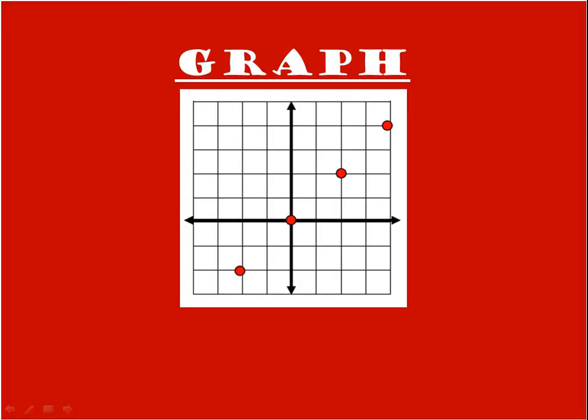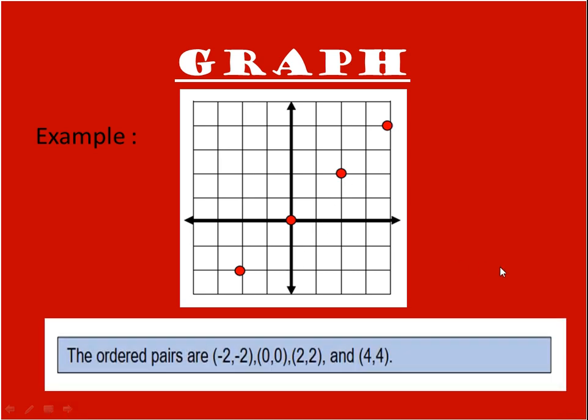Okay, next, graph. So, as you can see, meron tayong points na nakaplot dun sa graph. What you're going to do is to identify the ordered pair of each point. So, if you have 4 points here, you should have 4 ordered pairs. So, here are the ordered pairs, negative 2, negative 2, 0, 0, 2, 2, and 4, 4.